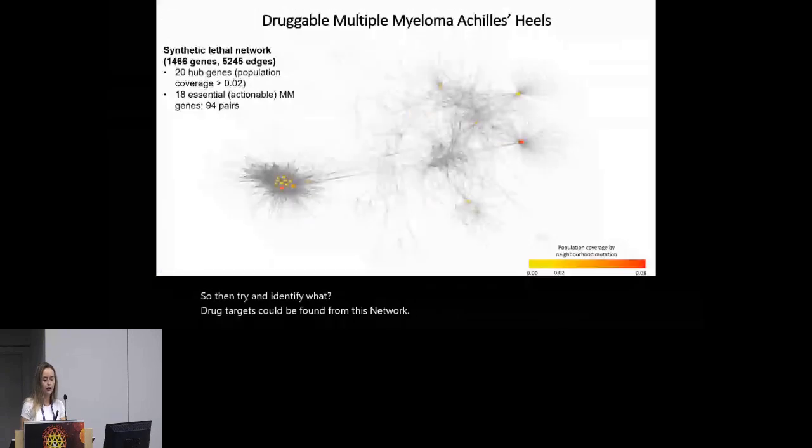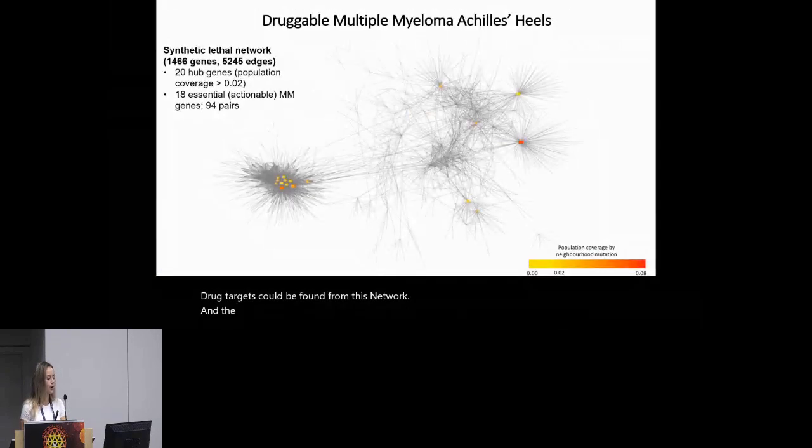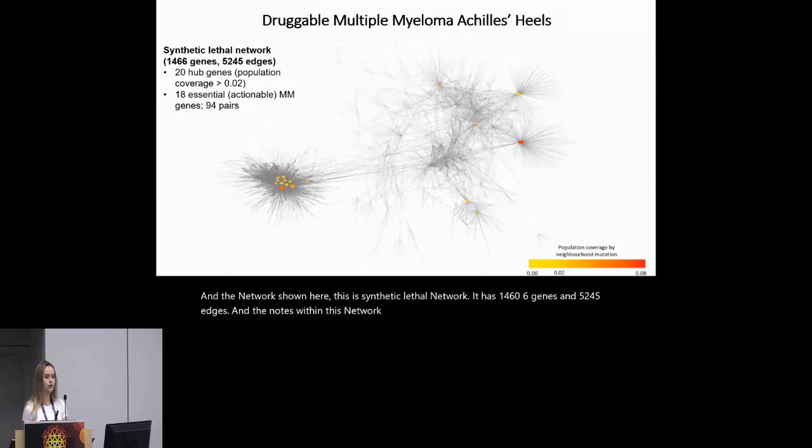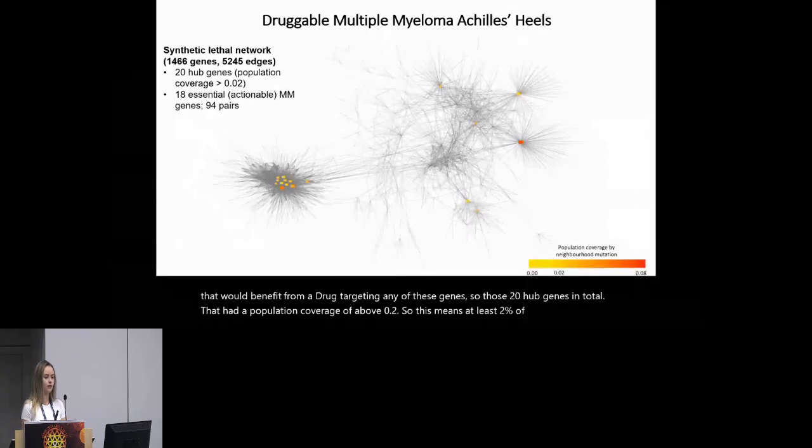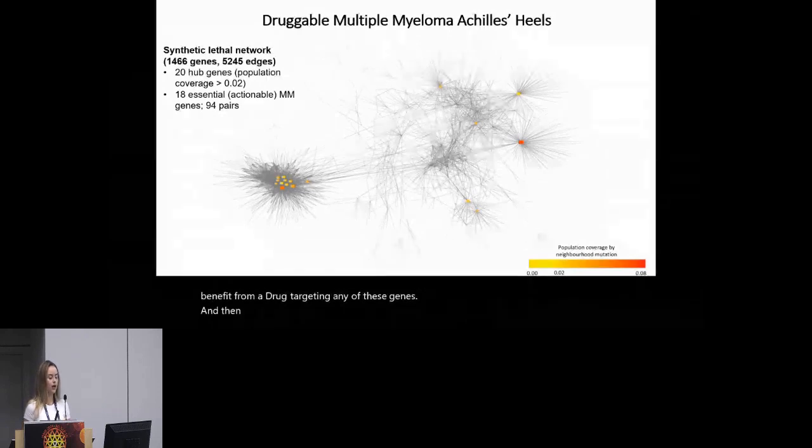And the network shown here, this is a synthetic lethal network. It has 1,466 genes and 5,245 edges. And the nodes within this network are colored based on the proportion of patients that would benefit from a drug targeting any of these genes. So there were 20 hub genes in total that had a population coverage of above 0.2. So this means that at least 2% of the patients would benefit from a drug targeting any of these genes. And then there were 18 essential and actionable multiple myeloma targets that we found from this network.